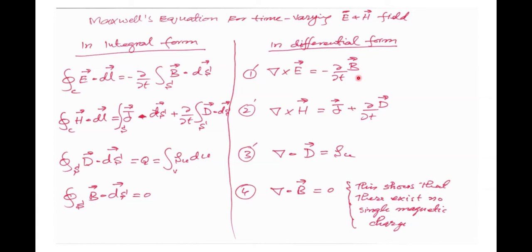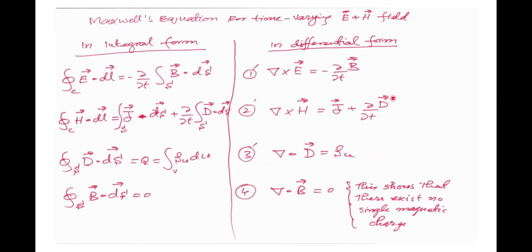Usually in the laboratory we need the differential form of Maxwell equations, so that's why we replace the integral form of Maxwell equations with the differential form. Similarly, the second equation represents Ampere's law, that is the contour integration of H dot dl equal to the open surface integration of J dot ds, which represents the total current, plus partial by partial t of the open surface integration of D dot ds, which represents the displacement current. You can replace this equation by a differential equation.